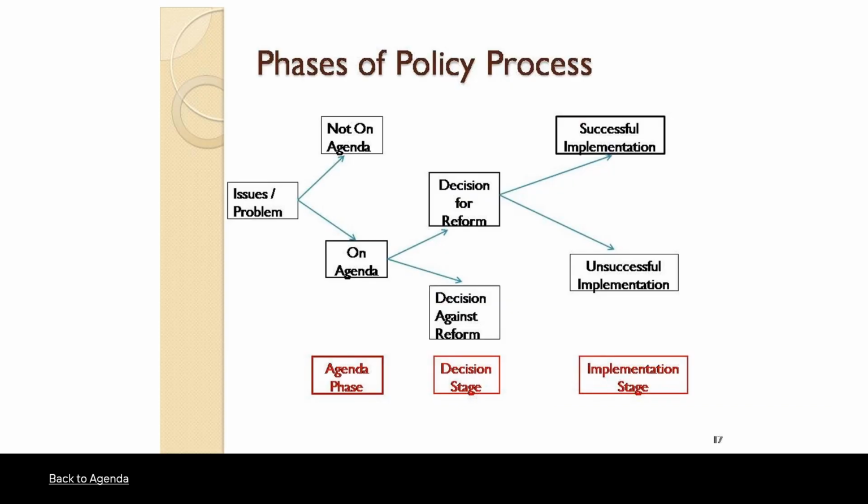Phases of policy process. Issues or problems. In the agenda phase, it is either not on the agenda or on the agenda. Next is the decision stage. It is either for reform or against reforming. And in the last stage, the implementation stage, the result is either successful or unsuccessful.